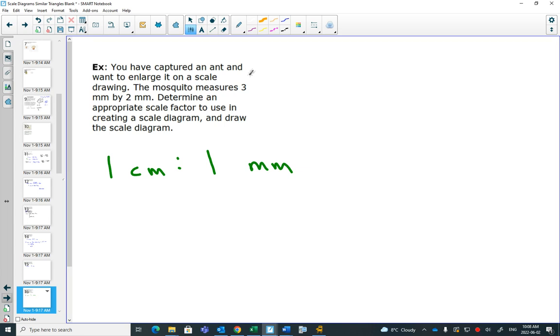But let's say you draw it, and you end up drawing it, this would be, here we go, 1, 2, 3, 3 centimeters this way. This beautiful mosquito, there it is. 3 centimeters this way, and 2 centimeters this way. Yeah, it's a beautiful mosquito.